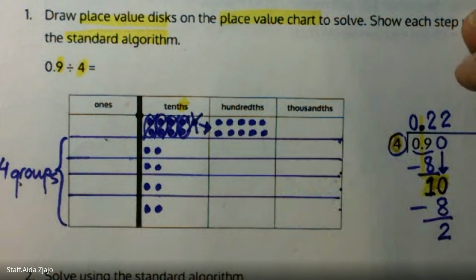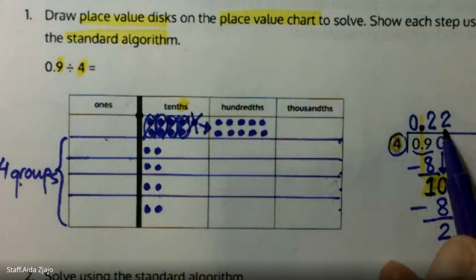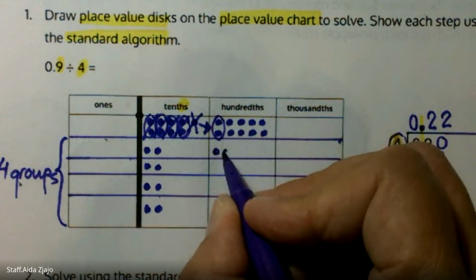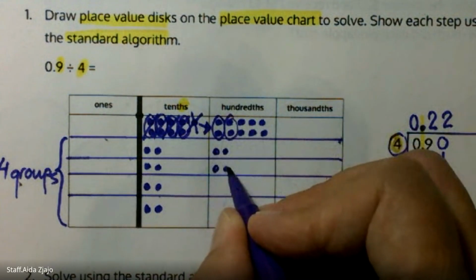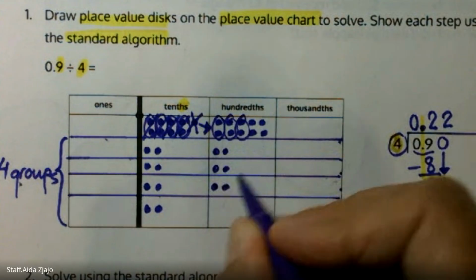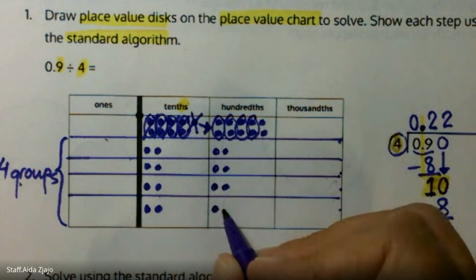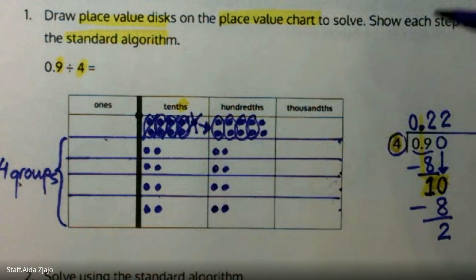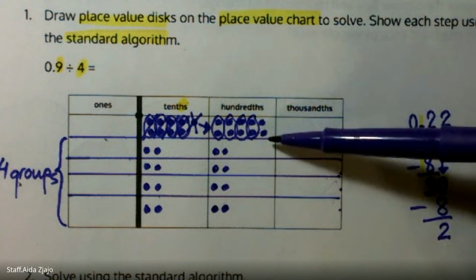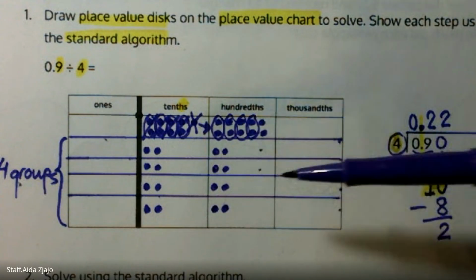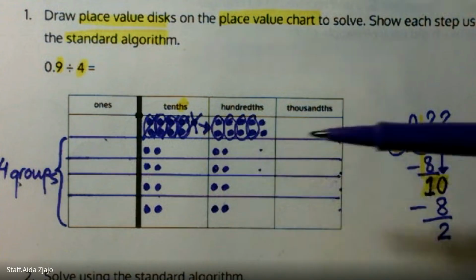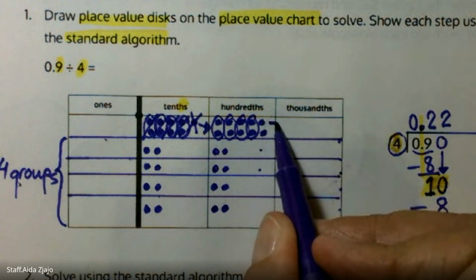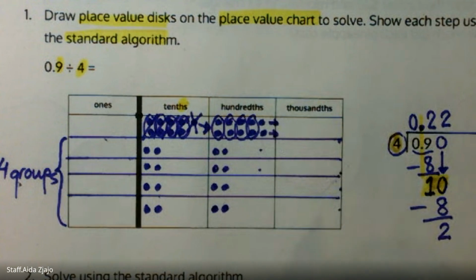Now, when I share, I have 4 groups. In each group will go 2 hundredths. So these 2 go here, these 2 here, these 2 here, these 2 here, and then I have 2 left over. If I give one to this one and one to this one, then these two won't get any. So that's not fair. It's not a fair share. So I have to change both of them into thousandths.